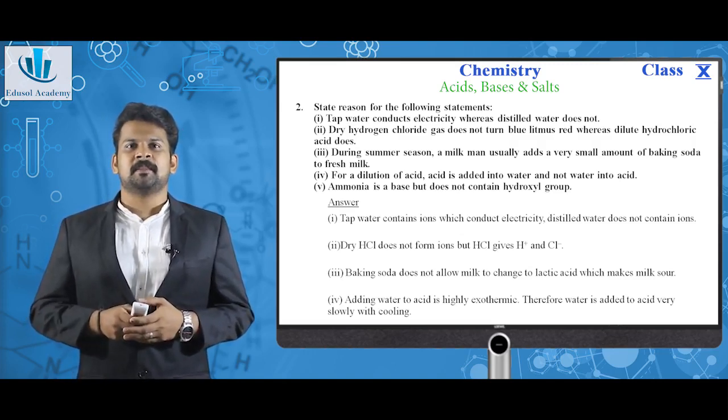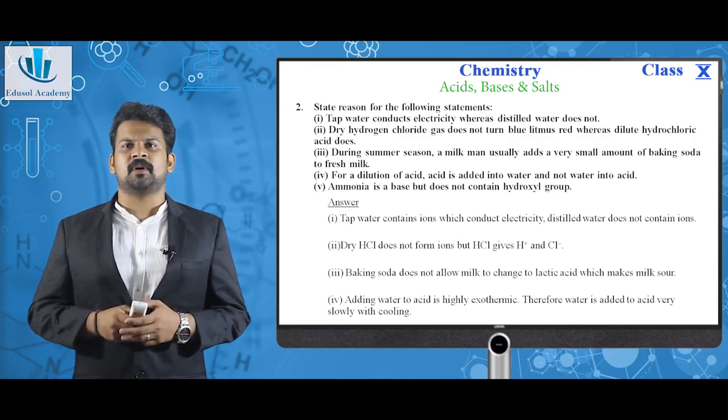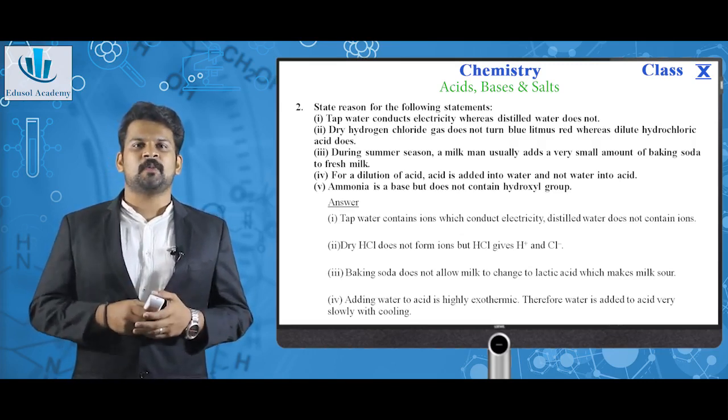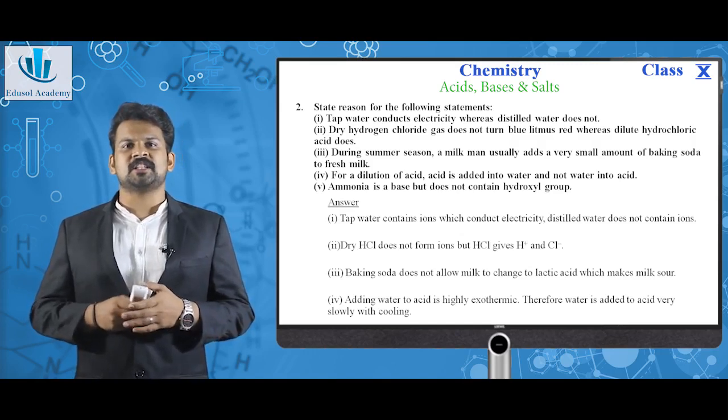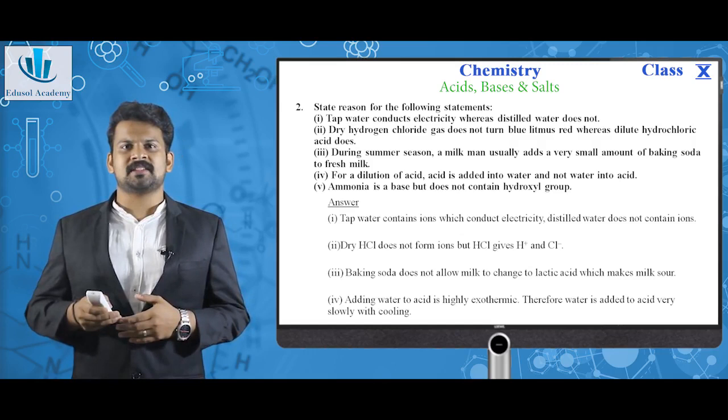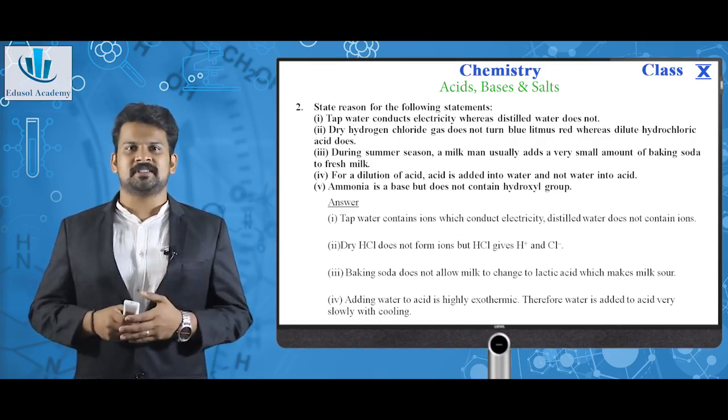During summer season, milkman usually adds a very small amount of baking soda to fresh milk. This is to prevent the milk from changing to lactic acid. Milk over time changes to lactic acid. Addition of baking soda prevents this. So milk can be kept fresh.